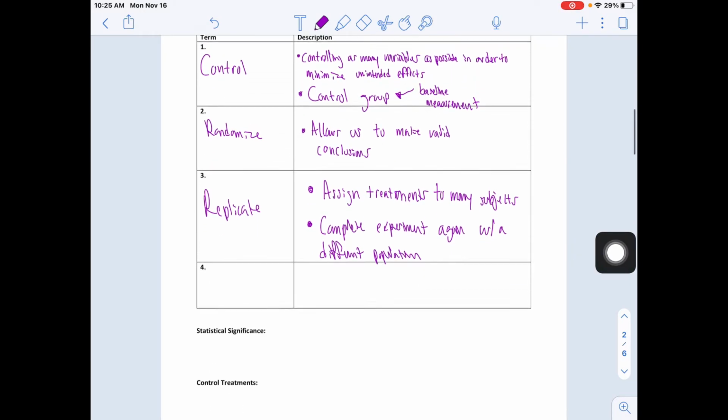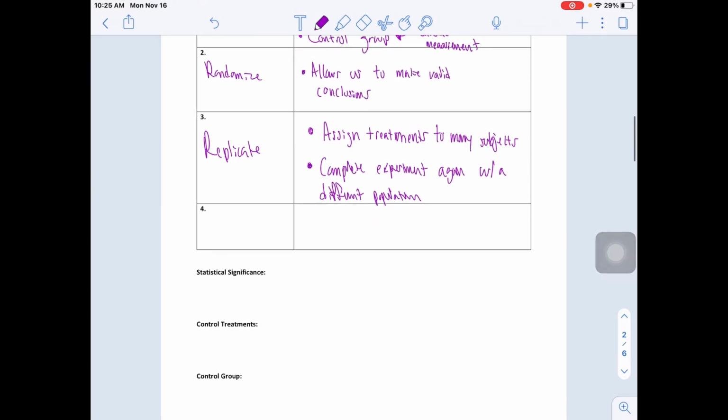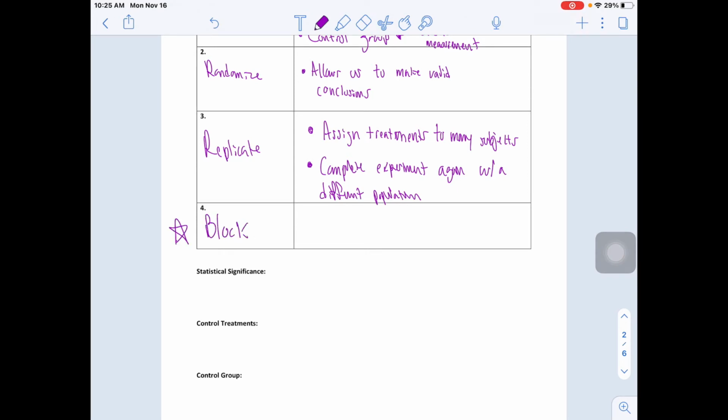So we want to control things, randomize things, replicate, and then this last one is not always necessary. So you can put here, not necessary. But it's something called blocking. Think of this as grouping individuals together. It's similar to stratified sampling.